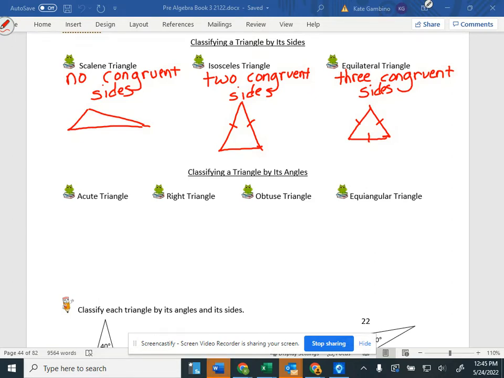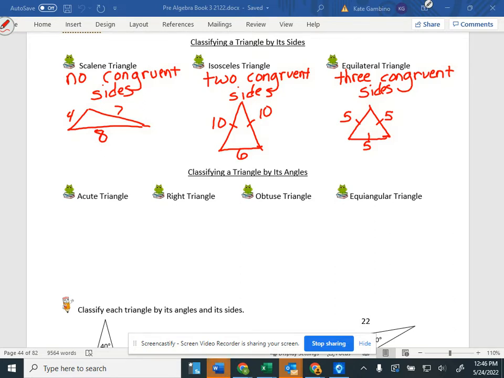So if I were to put numbers to these, this might be 4, 8, and 7. This could be 10, 10, and 6. And this could be 5, 5, 5. So it's just showing you that those sides with the hash marks are the same length.